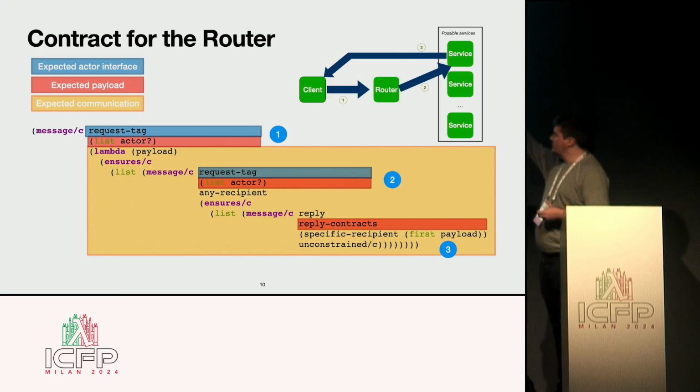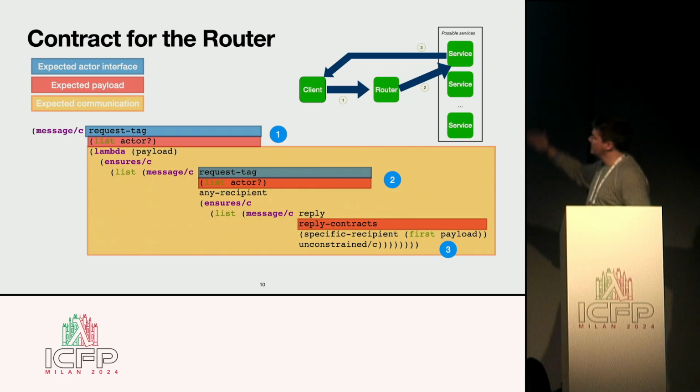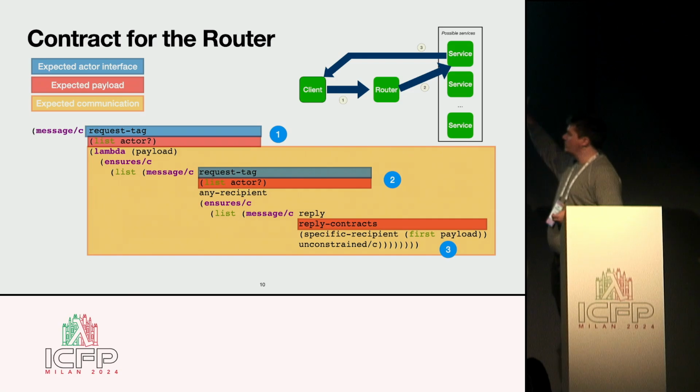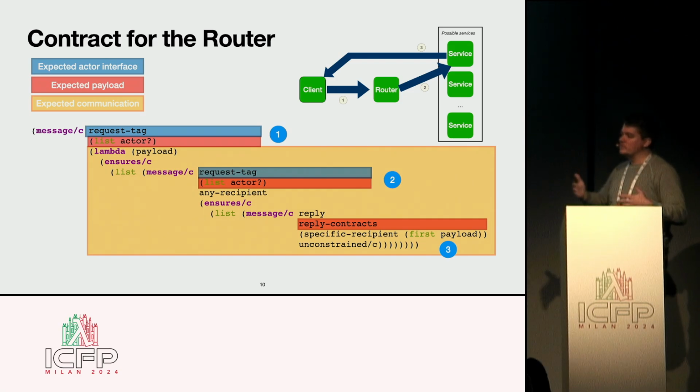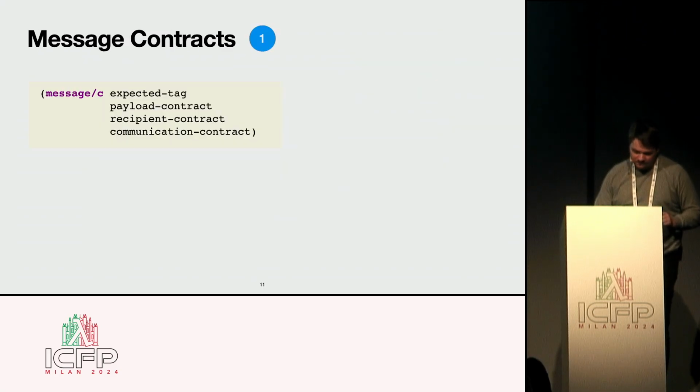And you can see here, this is a final contract, and you can see the three messages that need to be sent: the request, the forwarding of the request, and then the reply. And you can also see how the three expectations are mapped into contracts. And I will now give a bit more detail about the individual components of this contract.